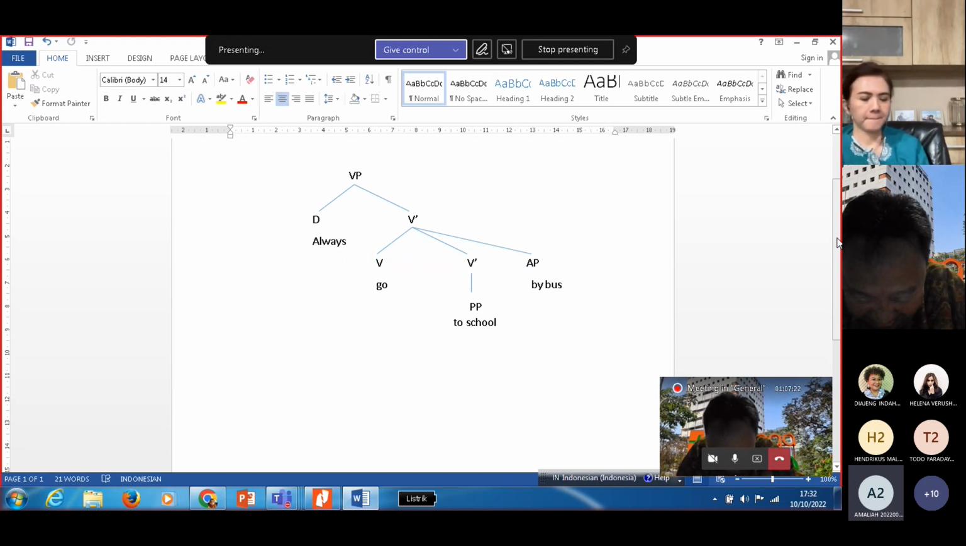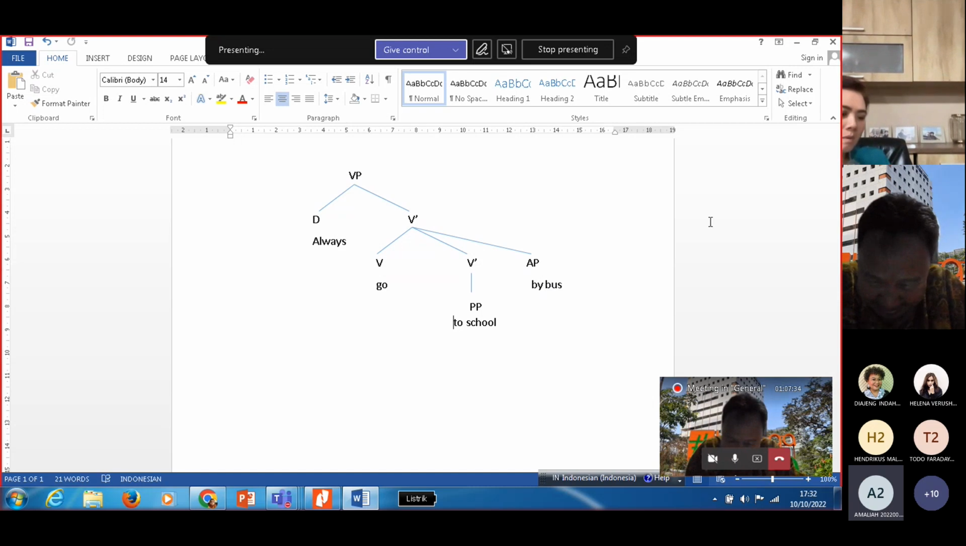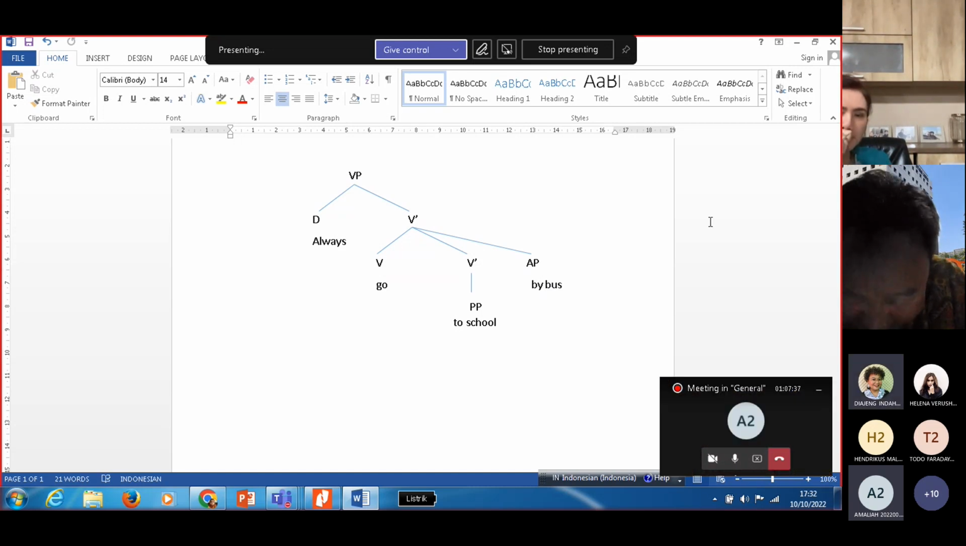Now don't do this. If you do this, then you are drawing 2 levels, not 3 levels. So what is "by bus"? "By bus" is an adjunct. What is the definition of an adjunct? Daughter of V-bar and sister of V-bar.